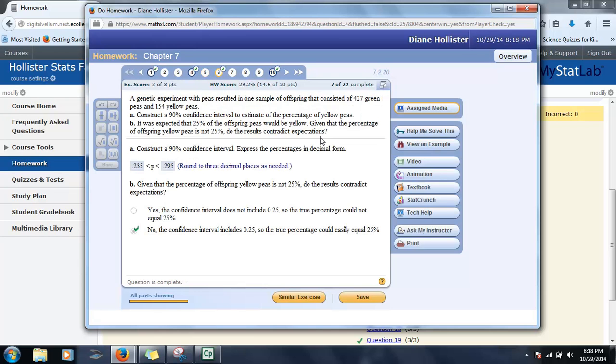Number 6 is one that is demonstrated on the other video. This is where we will use StatCrunch to determine the confidence interval. This confidence interval is determined by selecting 90% and entering the total number of P's with a number of successes being 154 yellow P's. We then also interpret the confidence interval because this confidence interval contains 25%. The true percentage could easily equal 25%.